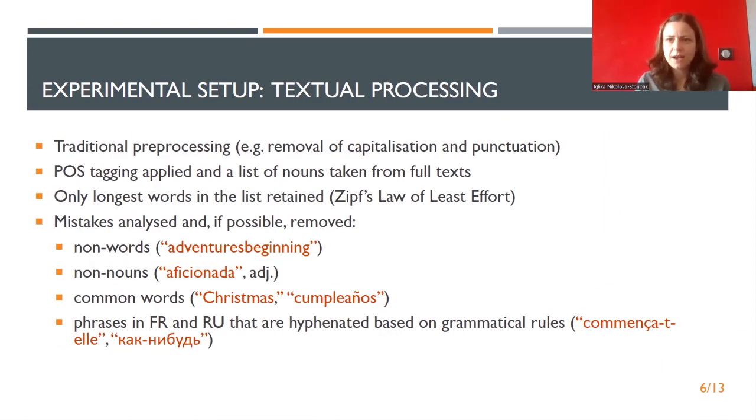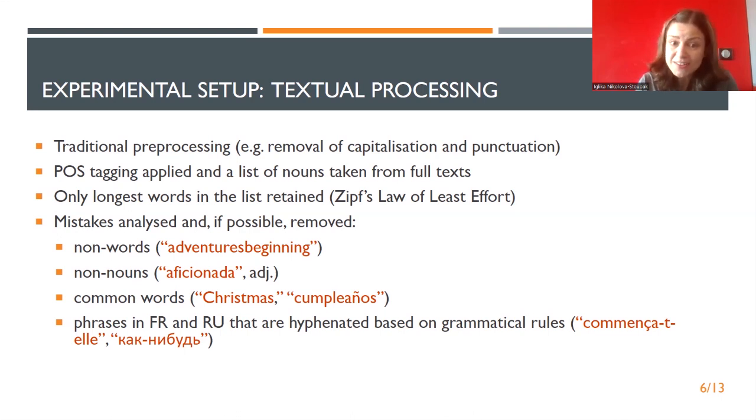So for the experiment that I conducted, first of all, I pre-processed all these texts in the corpus, for instance, removing capitalization and punctuation. And then I applied part of speech tagging to them, that is, determined the part of speech of each word in each text. And then in order to look for examples of the sought feature, I only took nouns as they exemplified best. And also I took only the longest words, expecting them to, in many cases, also be the most complex ones, as per Zipf's law of least effort. Then I looked at the mistakes that ensued.